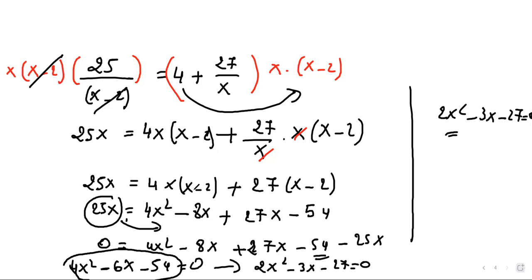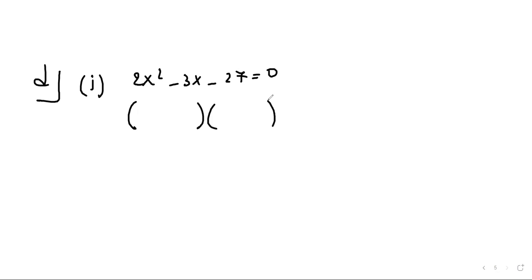Now, for D, they asked you to solve 2x squared minus 3x minus 27 is equal to 0 by first factorizing it, the factorization method, and the second one is using the quadratic formula. So let's use the factorization method. So I have 2x squared minus 3x minus 27 is equal to 0. Now I need to think about two brackets, right? The first bracket will be a number times x. Second bracket, it will be a number times x.